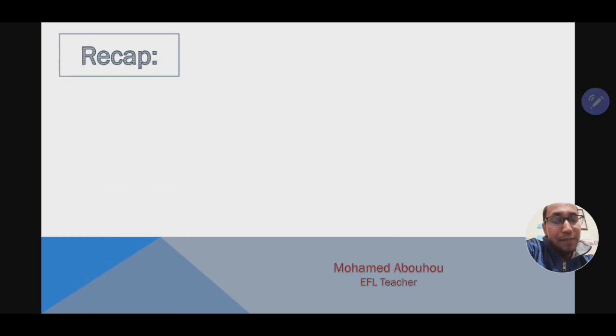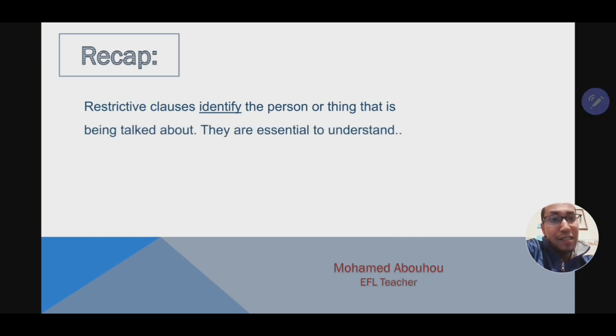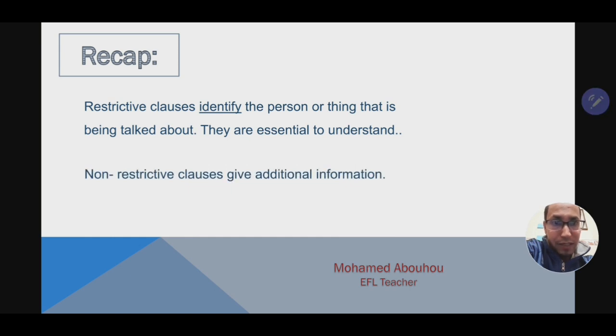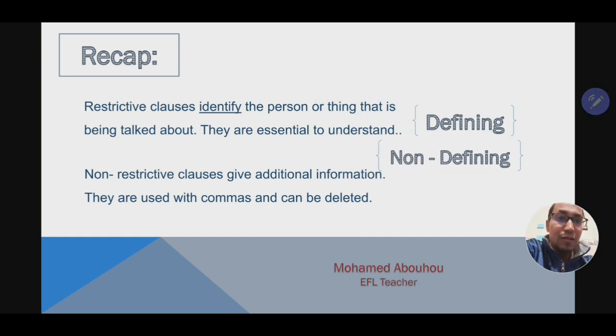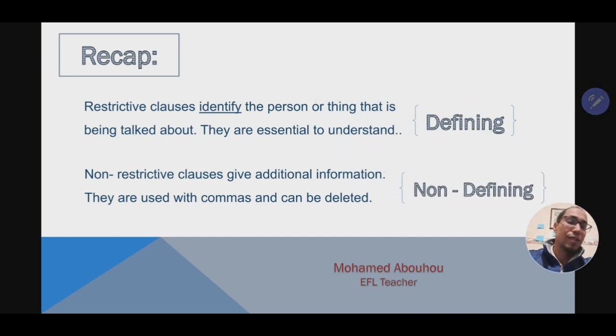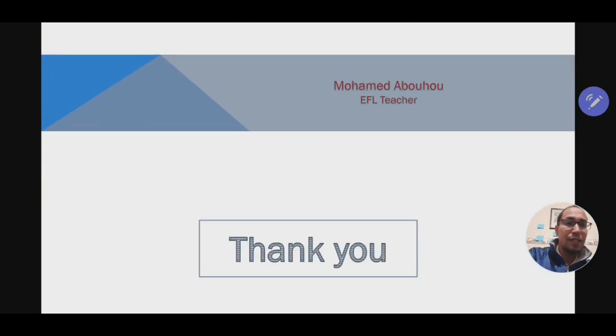So remember, restrictive clauses identify the person or thing we're talking about. They are essential to understand who or what we're talking about. And then non-restrictive clauses give additional information. They are used with commas and can be deleted. They are not important. Remember, restrictive clauses are also called defining clauses. And non-restrictive clauses are also called non-defining relative clauses. So that's it for today.